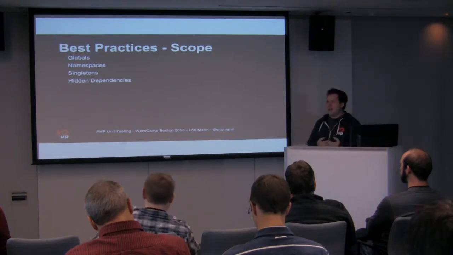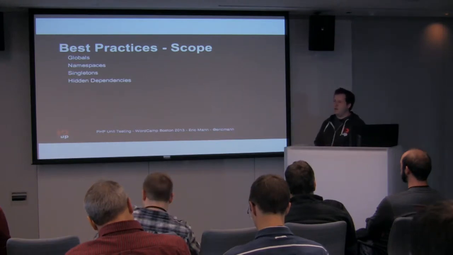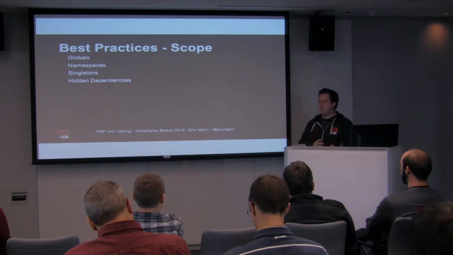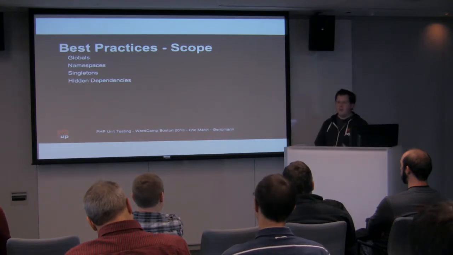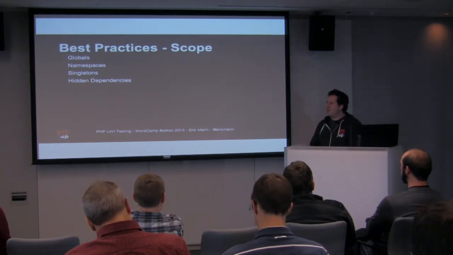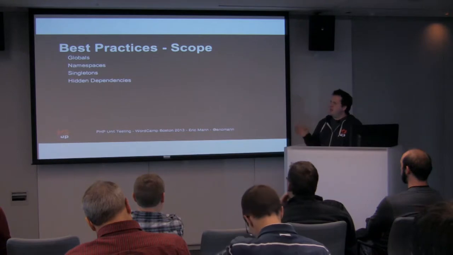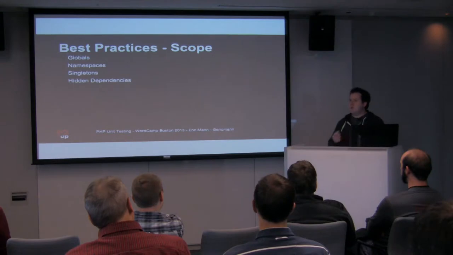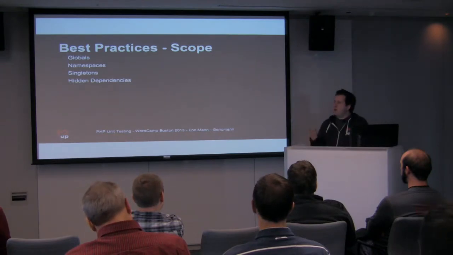Singletons is a class pattern that is used in object-oriented programming to create an object that is only ever created once, and that everybody can reference, kind of like a global, but it's not really a global. I've gotten a lot of flak for saying that singletons are cool in WordPress, and I'm perfectly willing to debate that with anybody who cares later, but singletons, namespaces, and globals are three things that you don't necessarily want to use in publicly released WordPress code because they can all introduce hidden dependencies.